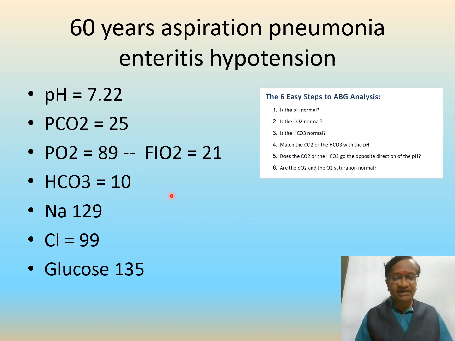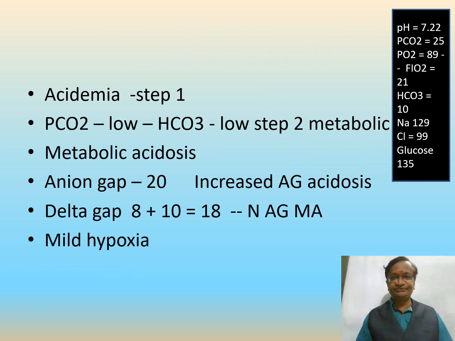Now you see the anion gap is increased. Increased anion gap, metabolic acidosis. Is there an extra respiratory compensation? It is questionable. Hypoxia. Now we will go to the other thing. Step 1, acidemia, metabolic acidosis, anion gap, increased anion gap. Now you find out the delta gap. Delta gap is 8 plus 18, only 18. It should be 22 to 26. Then there is a non-anion gap metabolic acidosis also in this case.